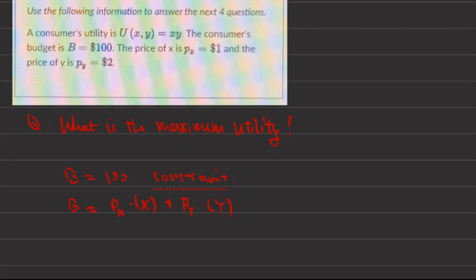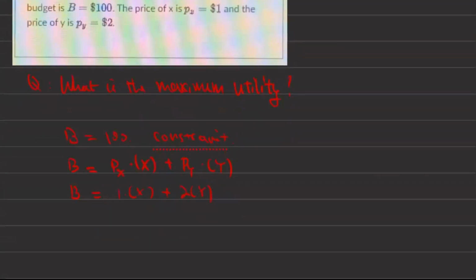And then all we have left is to plug in the numbers. Now we know from our problem statement that the price of X is $1, price of Y is $2. So let's plug that in. If we plug that in, this equation becomes 1 times X plus 2 times Y, because those are the prices. And that means this can be simplified as B equal to X plus 2Y. And this is the function for the constraint, or it's also called the constraint function.